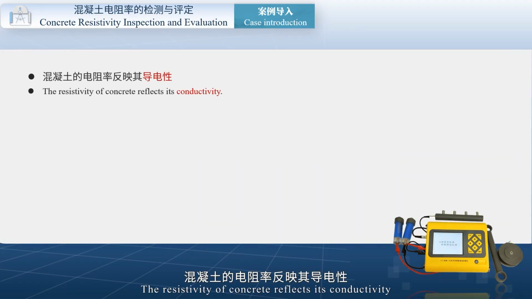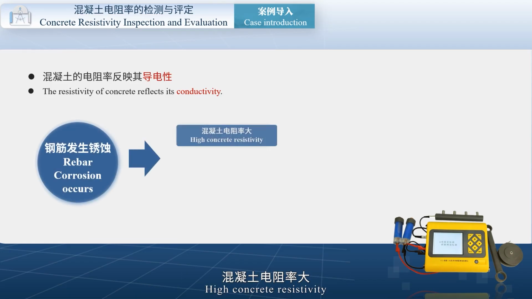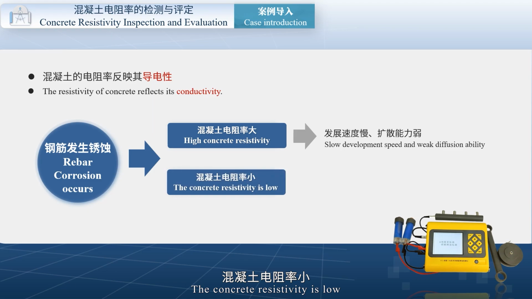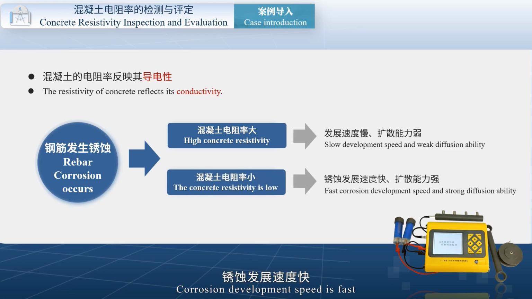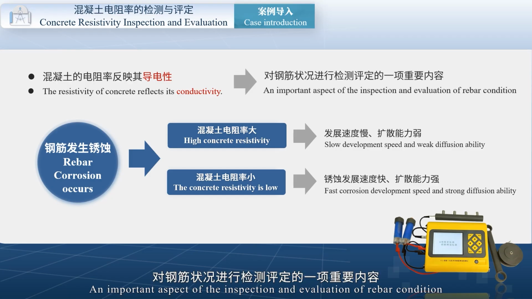The resistivity of concrete reflects its conductivity. If rebar corrosion occurs and the concrete resistivity is high, then the development speed is slow, with weak diffusion ability. When the concrete resistivity is low, the corrosion development speed is fast, with strong diffusion ability. Therefore, measuring the resistivity of concrete is an important aspect of the inspection and evaluation of rebar condition.